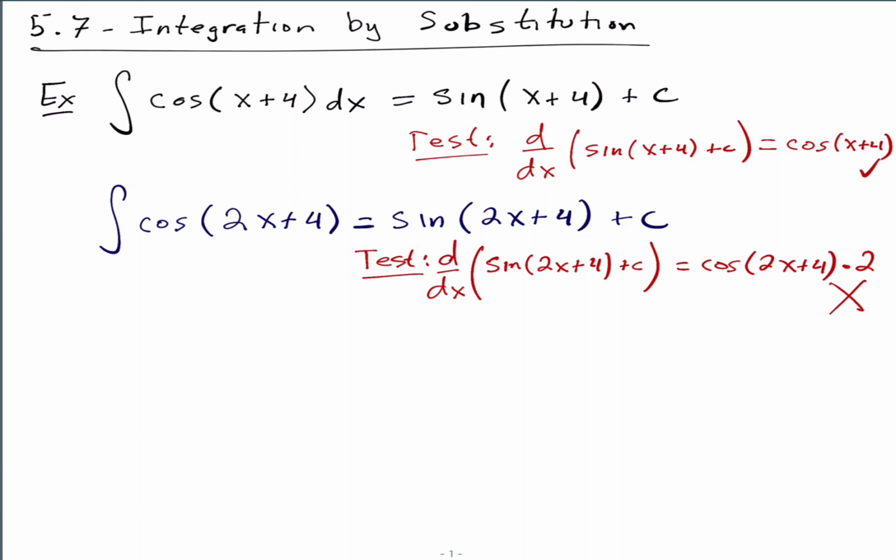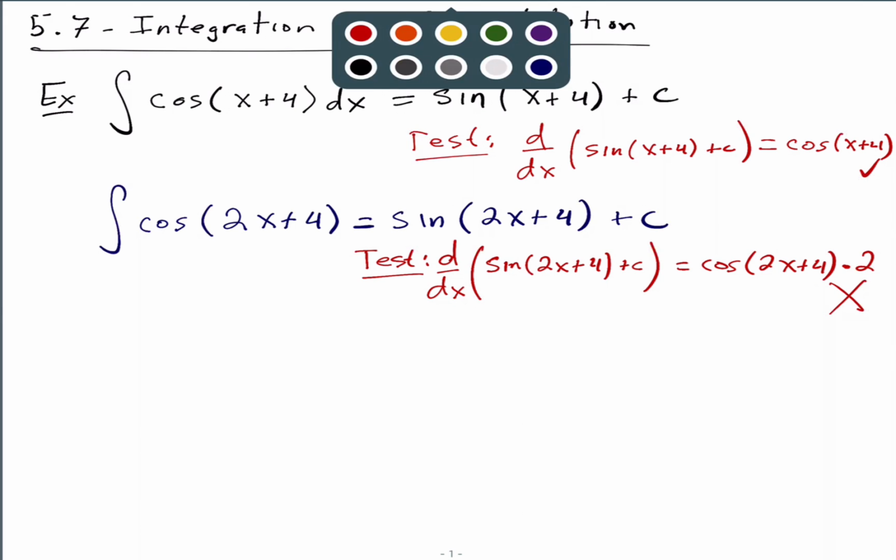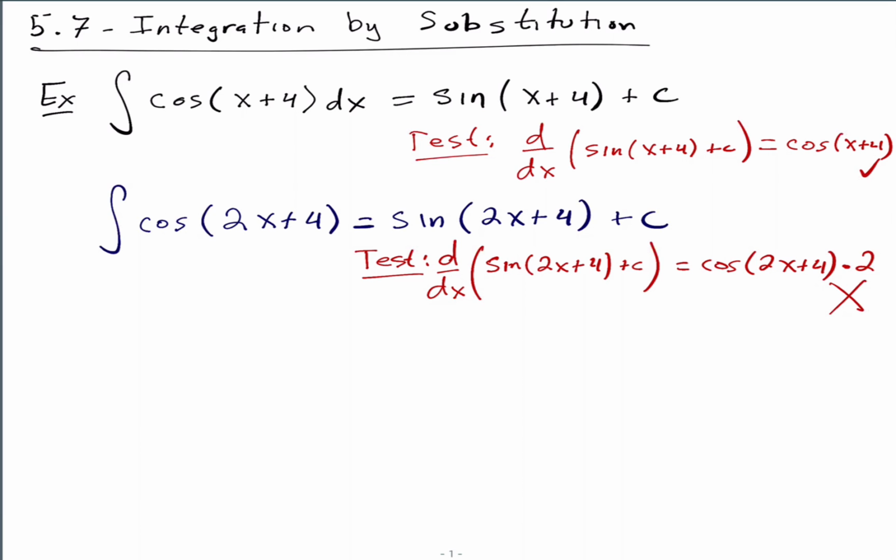But we've done this before, right? So we actually are able to fix this. What would we do to our antiderivative? How would we change it to fix this? Just divide it by 2, right? So if I say my antiderivative is 1/2 sine of 2x plus 4, then when I get the derivative of that, the 2's would cancel, right? And so that would change this into a check, and now I'm good to go, right?